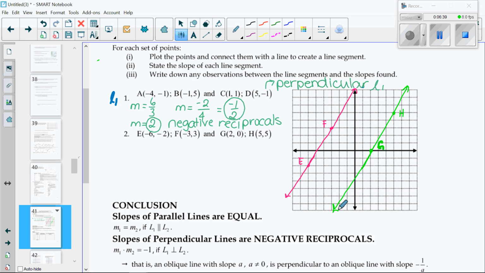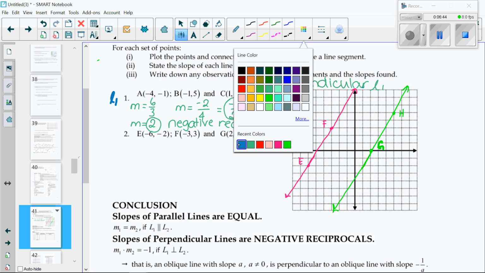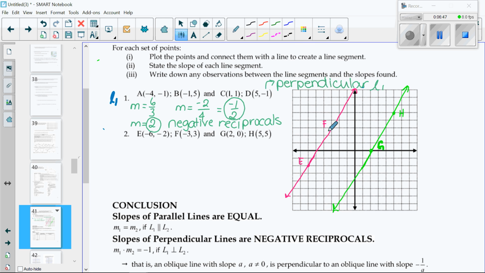All right, so let's calculate the slope. We can just do the counting method. That's totally fine. All right. So for EF, I'm going to go up 1, 2, 3, 4, 5, and over 3. 1, 2, 3, so 5 over 3 is my slope. And then for GH, 1, 2, 3, 4, 5 over 3. So 5 over 3, the slopes are equal.